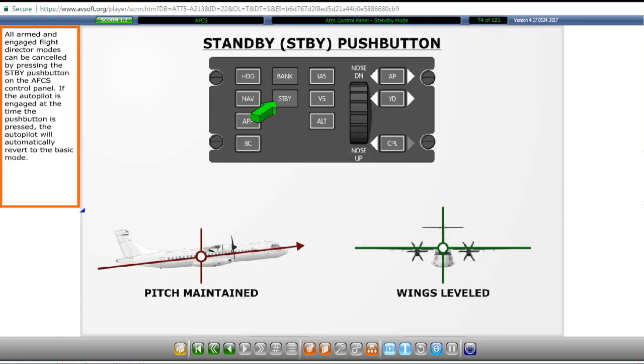All armed and engaged flight director modes can be cancelled by pressing the standby push button on the AFCS control panel. If the autopilot is engaged at the time the push button is pressed, the autopilot will automatically revert to the basic mode.